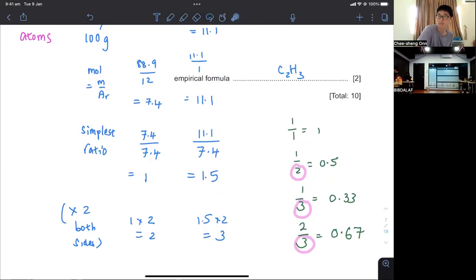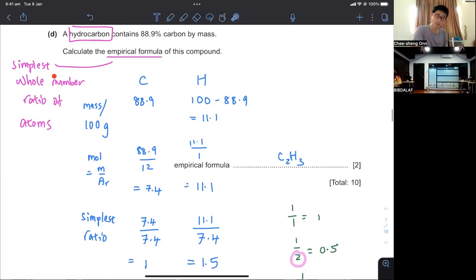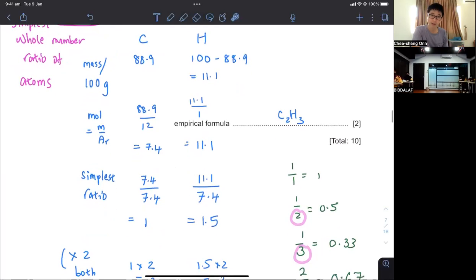And this is the ultimate game, really. Do you have what it takes? Identify primary school fractions. These are the numbers you should be looking out for. These are the definitions you should be thinking about. Simplest whole number ratio of atoms. Okay, be very careful here.